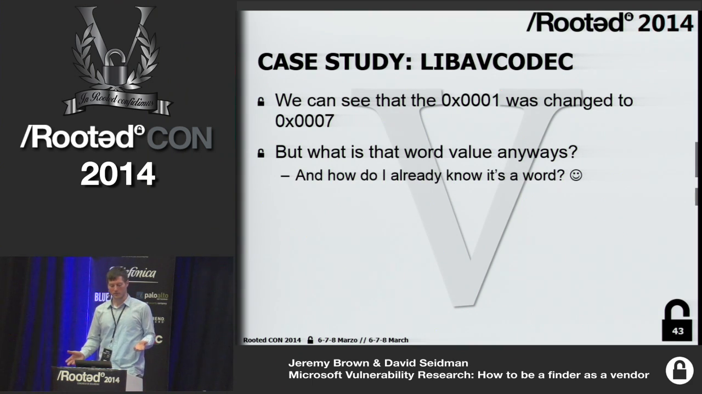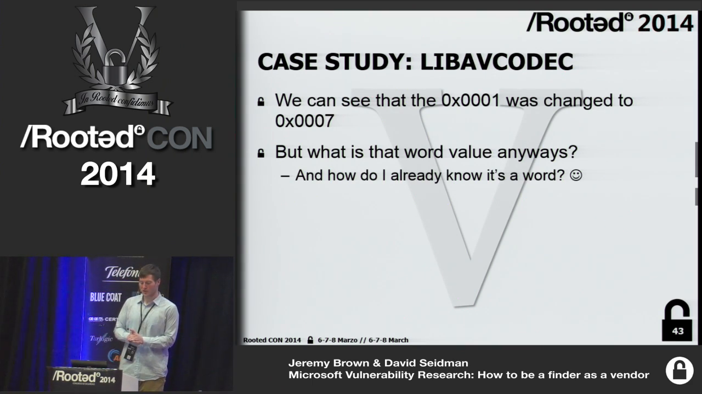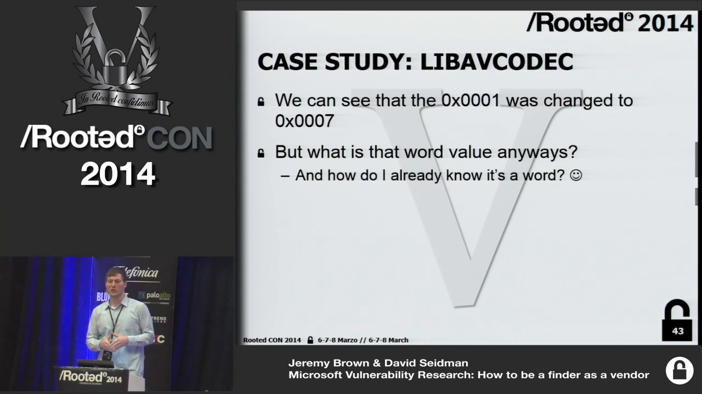So what does that actually mean? Okay, see, 1 was changed to 7. Maybe it's a byte, maybe it's a word. Unless you know the file format, unless you're looking at it through a parser, you don't really know what it is. How do I know it's a word?